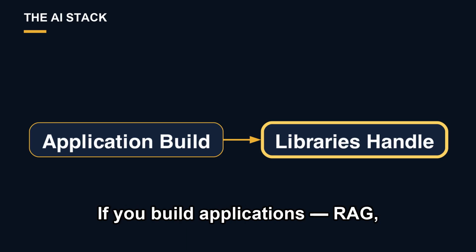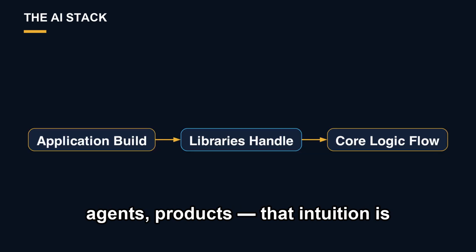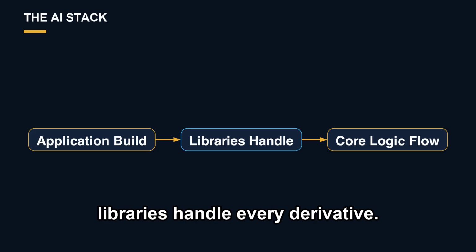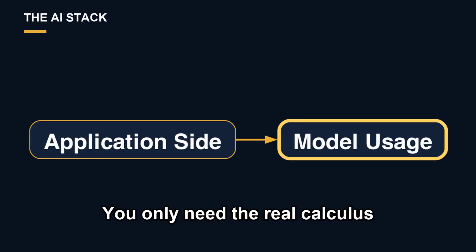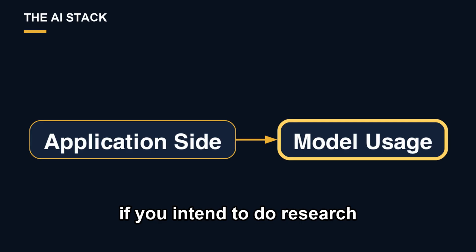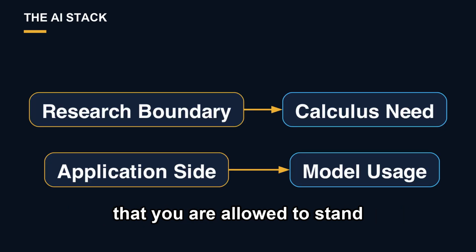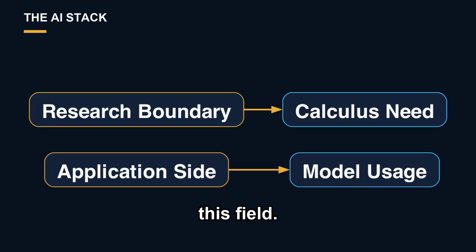If you build applications, RAG, agents, products, that intuition is genuinely all you need, because the libraries handle every derivative. You only need the real calculus if you intend to do research or build training systems themselves. Knowing where that boundary sits, and that you are allowed to stand on the application side of it, is the most freeing fact in this field.